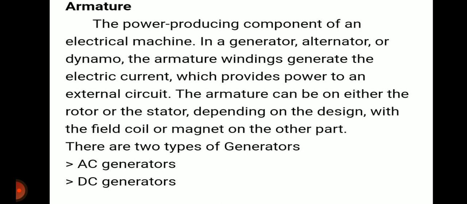In a generator, alternator or dynamo, the armature winding generates electric current, which provides power to the external circuit. The armature can be either the rotor or the stator, depending upon the design, with the field coil or magnet on the other part.